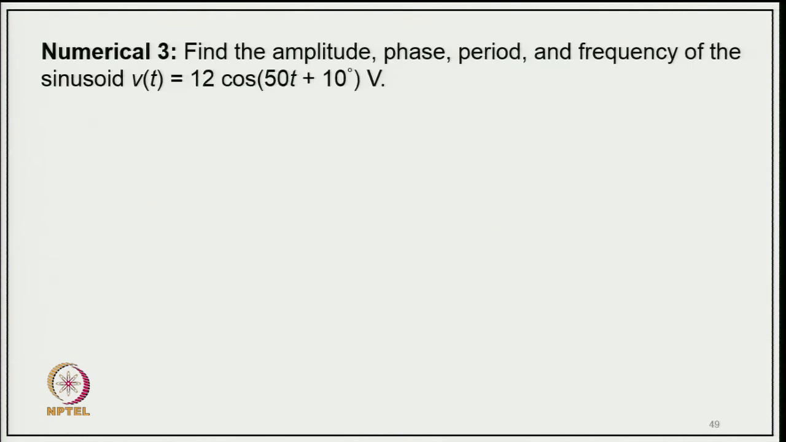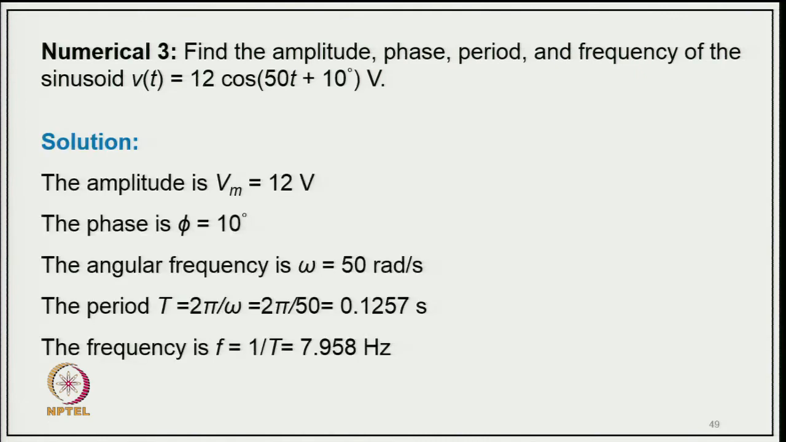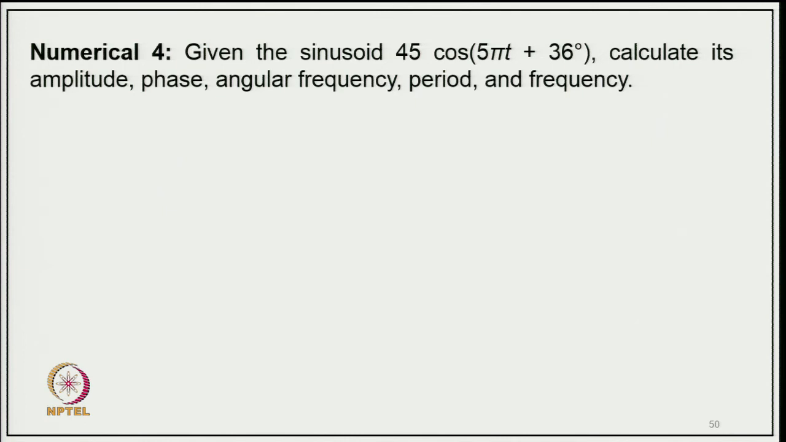Well, coming to numerical 3, find the amplitude, phase, period and frequency of the sinusoid v(t) equal to 12 cos(50 t plus 10 degrees). So, we can say the amplitude is 12 volt, phase phi is 10 degrees and the angular frequency omega equal to 50 radian per second and T equal to 2 pi upon omega equal to 2 pi by 50, that is 0.125 second, and the frequency f equal to 1 upon T is equal to 7.958 hertz.